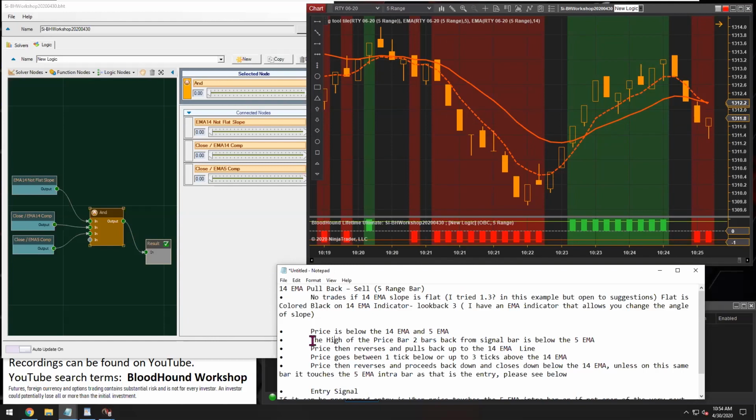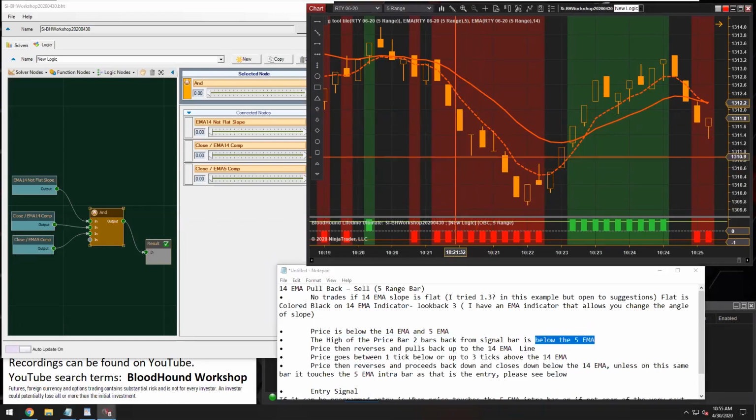All right, so let's move down to the next one here. In relationship to the signal bar, we want the high of the bar 2 bars back to be below the 5 EMA. So basically, we are looking for bars like this, where the high is below our EMA5. We want to find these types of bars here. We can see this one didn't count, the high is above our EMA, but we're looking for bars like this.